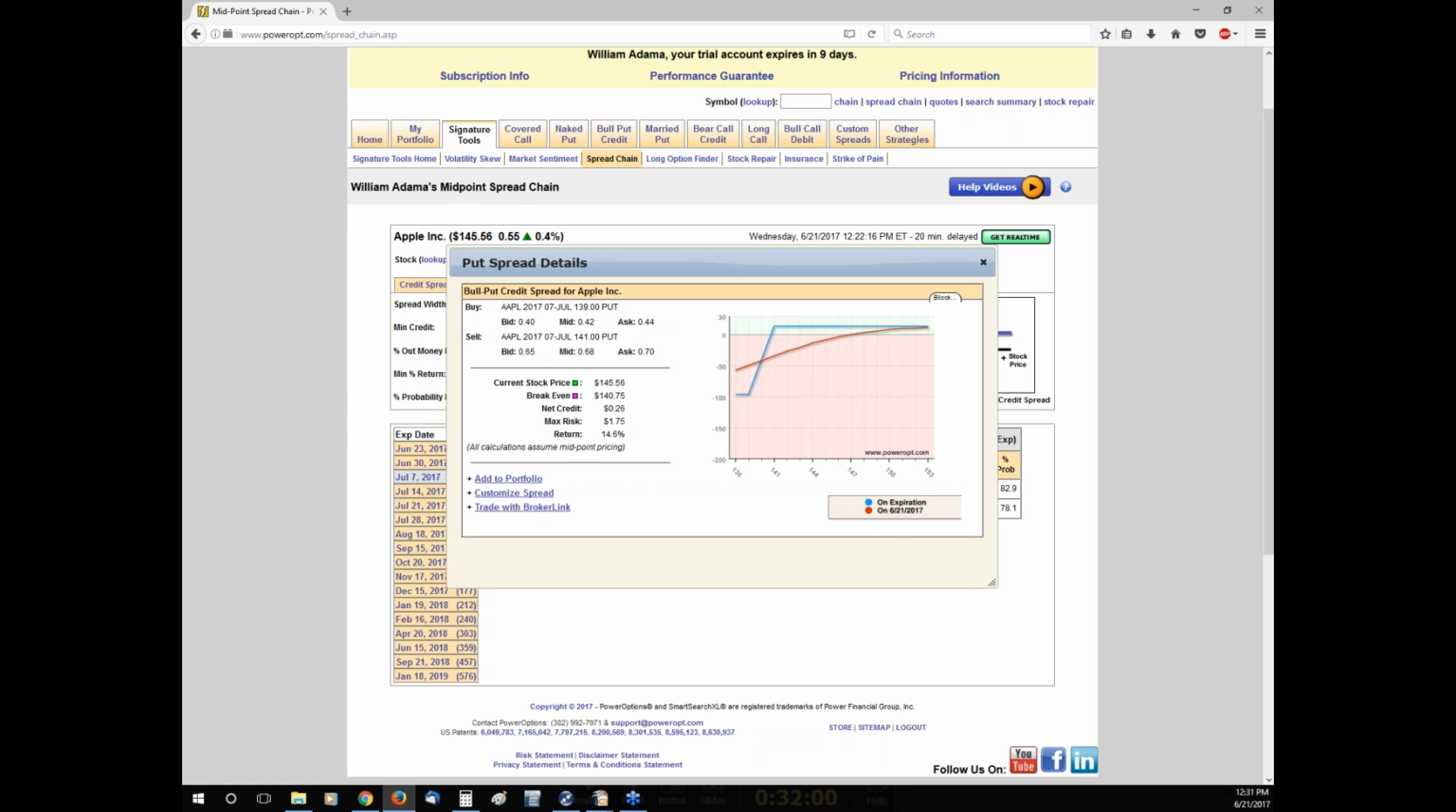Here's our 141, 139 bull put. See the midpoint here, we could get 68 cents on the 141 put, pay midpoint at 42 cents for the 139. Getting a 26 cent net credit or 14.6% return for a 16-day trade. That's not too bad at all.